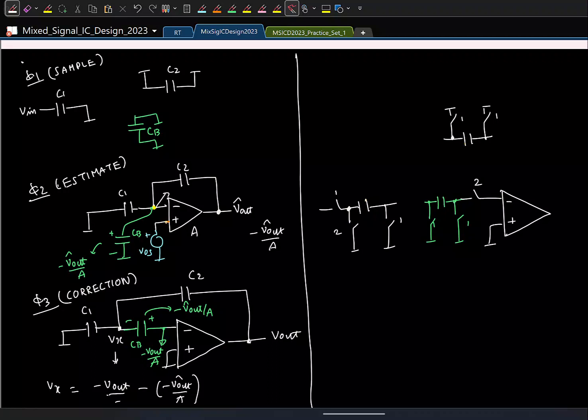So what I'll do is this. Let's say take a switch. This will connect, oops, sorry. So this will connect basically these 2 plates. I also have to connect this node to this guy. So I'll try to put another switch here. And C2 is connected to the output of the op amp.